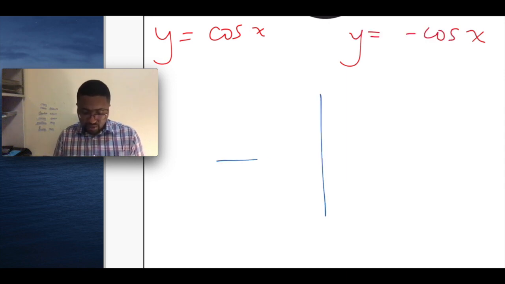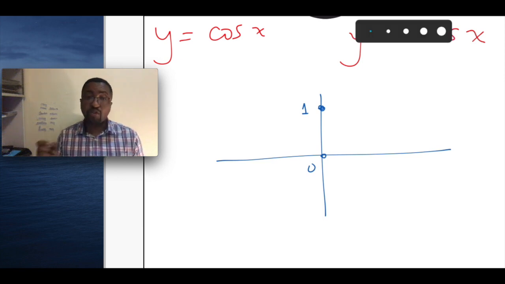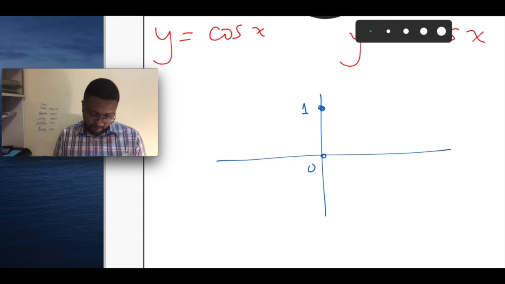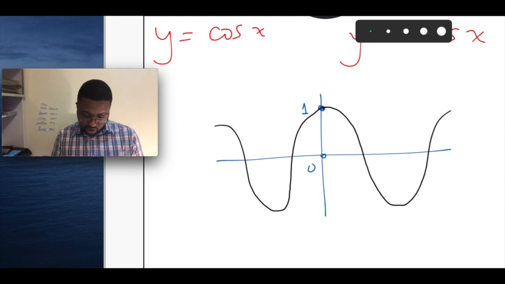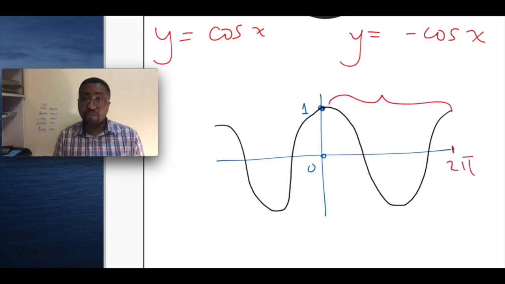You should know that the cosine function starts from this point right here. The parent function starts from 1 because the cosine of 0 is equal to 1. So it is coming like this, like this, like this, like this. And of course, you know this is 2 pi because peak to peak is your period. That's your period T.